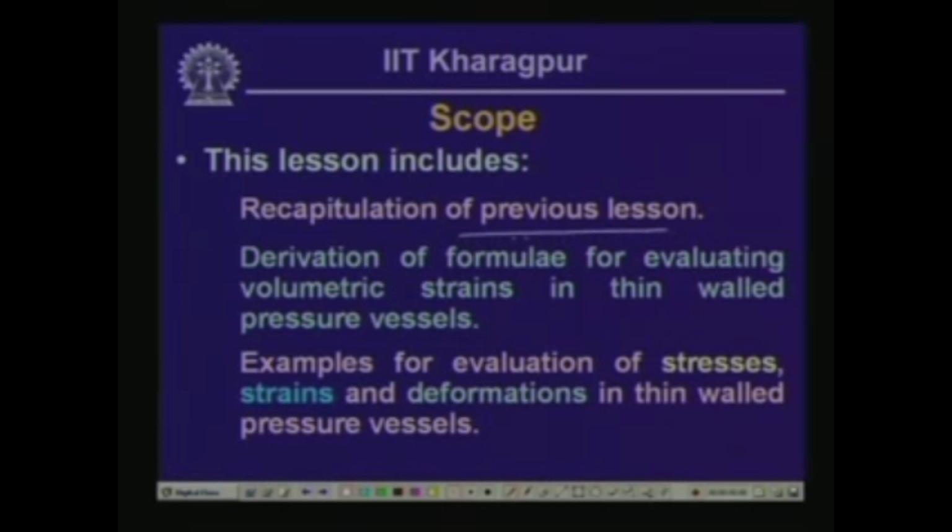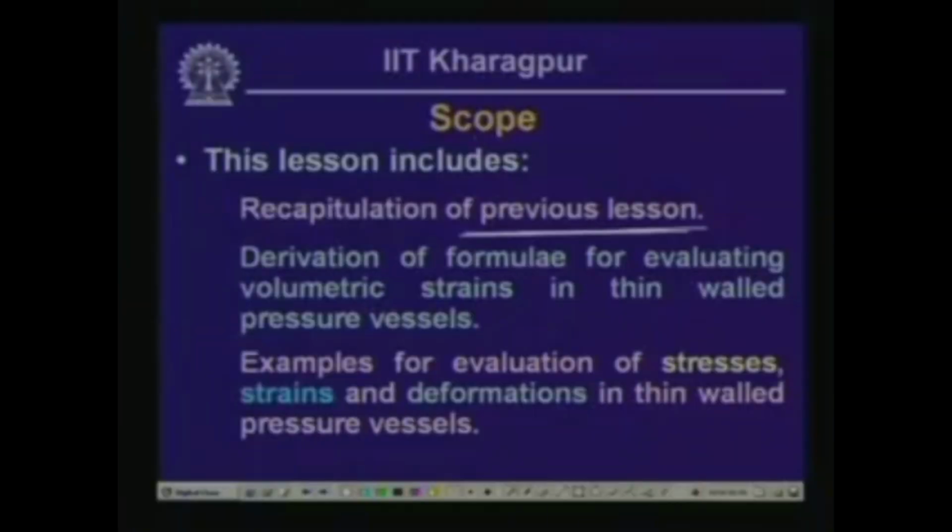Hence the scope of this lesson includes the recapitulation of the previous lesson, which we generally do through a question answer session. We will look into the answers to the questions I posed last time, and thereby recapitulate the aspects we discussed in the last lesson. Then we will derive the formulae for evaluating volumetric strain in thin walled pressure vessels, both cylindrical and spherical type, and then look into some examples for evaluation of stresses, strains and deformations in cylindrical or spherical pressure vessels.